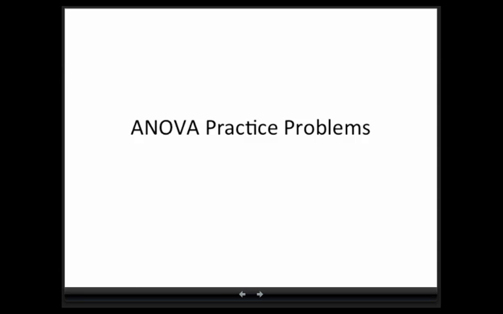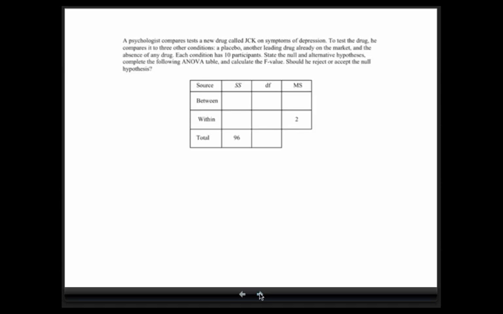Okay, in this podcast, I'm going to describe problem number 2 on your practice sheet. In problem number 2, I asked you to do something slightly different. I gave you just a source table with some values in it. I didn't give you all the raw data, but I'm asking you to calculate the F value and decide whether you should reject or fail to reject the null hypothesis.